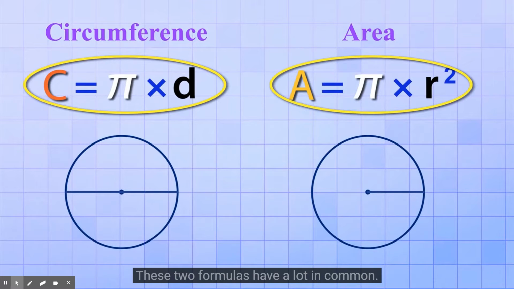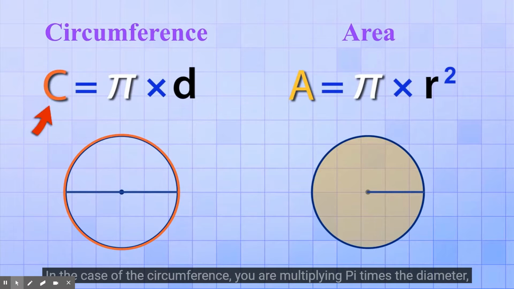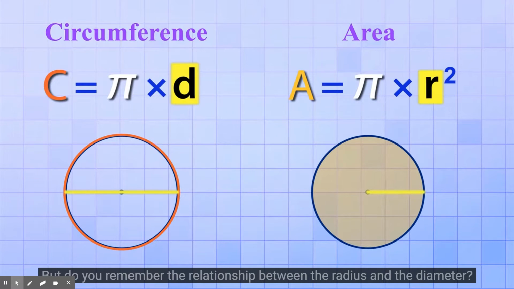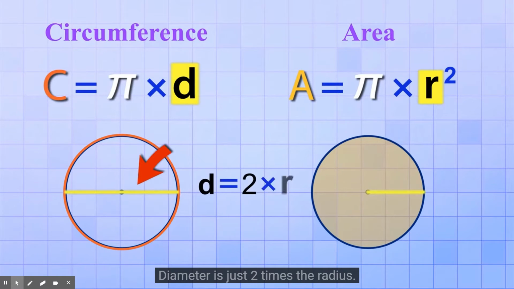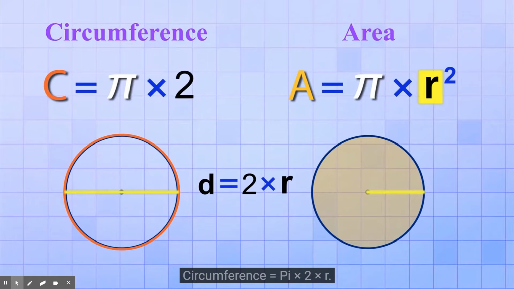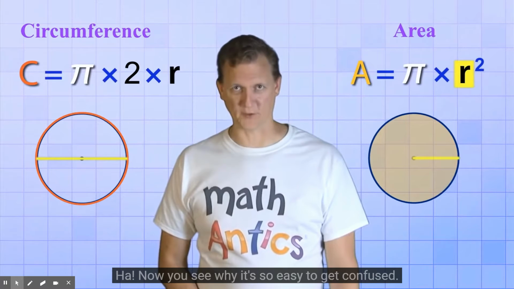These two formulas have a lot in common. In each of them, you're multiplying pi by part of a circle to find either the circumference or the area. In the case of the circumference, you're multiplying pi times the diameter. And in the case of the area, you're multiplying pi times the radius squared. But do you remember the relationship between the radius and the diameter? Diameter is just 2 times the radius. So we could rewrite our formula for circumference like this. Circumference equals pi times 2 times r. Now you see why it's so easy to get confused.